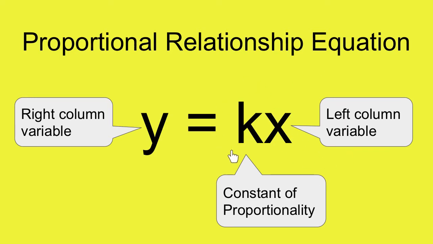And then finally, k is the constant of proportionality. And the constant of proportionality, as we talked about, is the unit rate. How much per one?